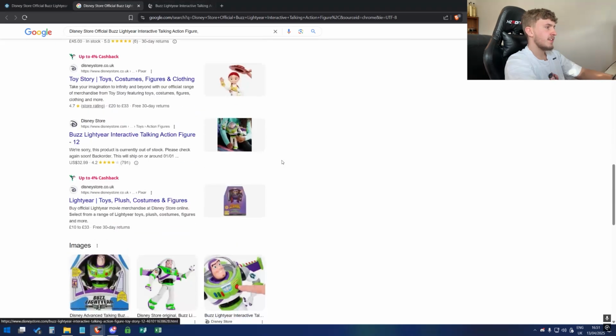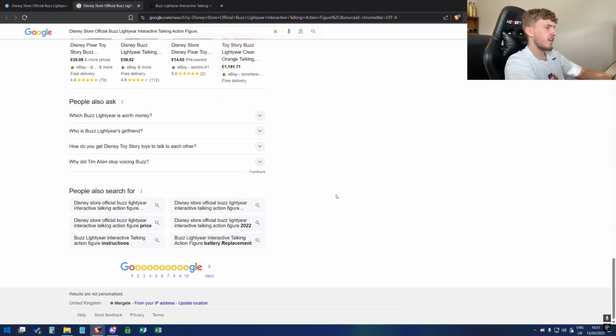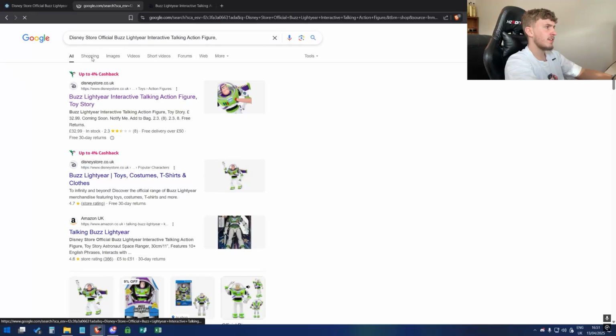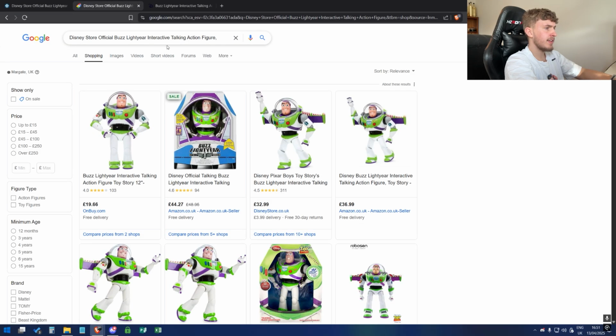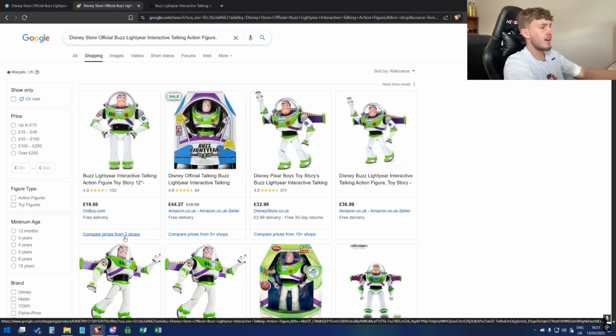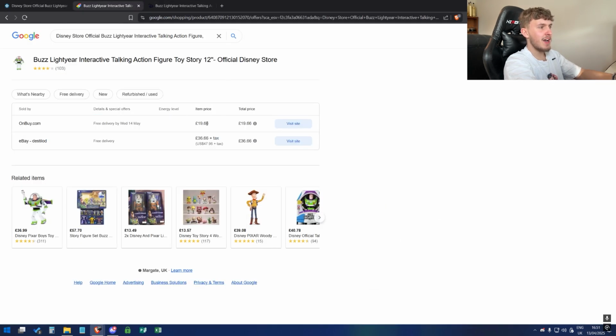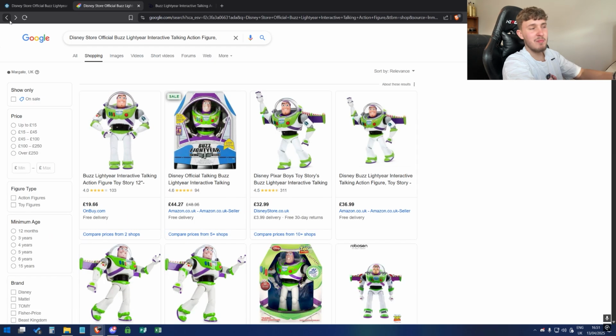So you can see again, he's at the Disney store itself. Can't see any other places off the top of here that might be selling it. Google Shopping as well is a really good place to be looking. It allows you to compare prices from lots of different shops at the same time. We can see it is £19 at OnBuy, but I would avoid OnBuy. OnBuy is not a place you want to be buying from.